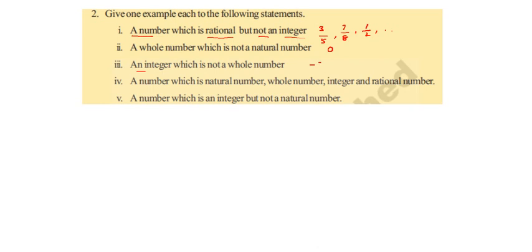-3, -2, -1. You may write any negative number. That one is right. Now fourth statement, a number which is a natural number.